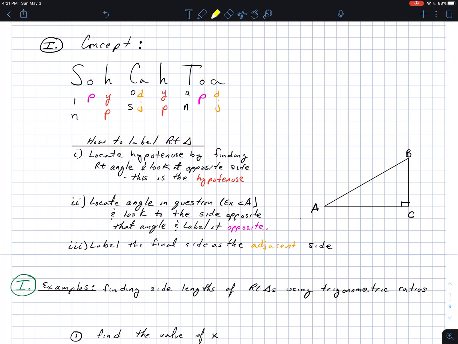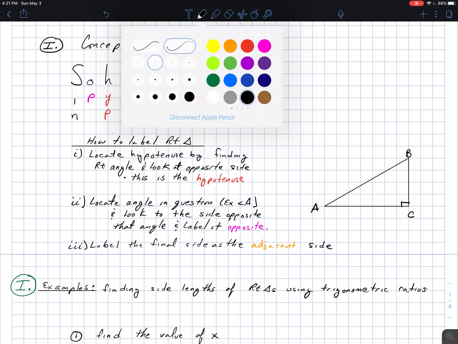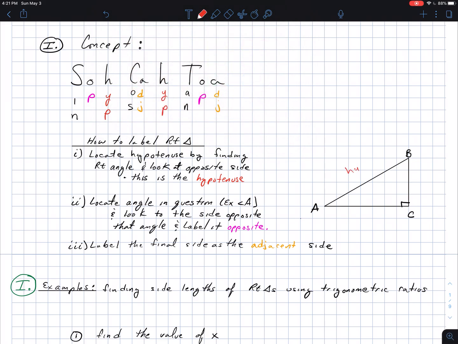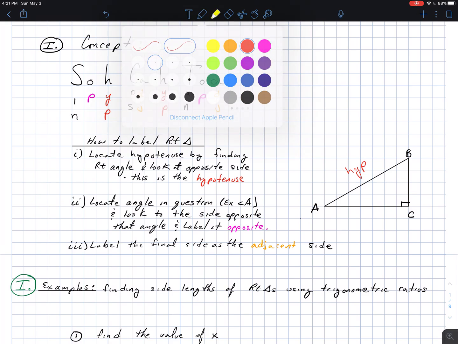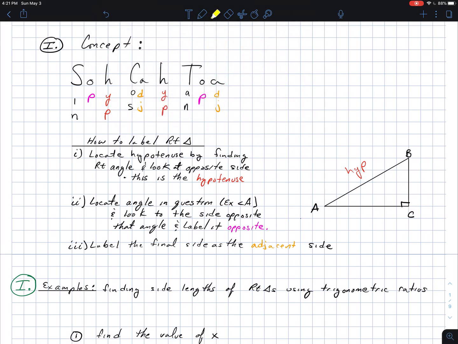So it says, locate the hypotenuse by finding the right angle. So here's the right angle, and look at its opposite side. So there's its opposite side. Then this segment AB is actually the hypotenuse. So I'm going to now label that in red. That's just hype.